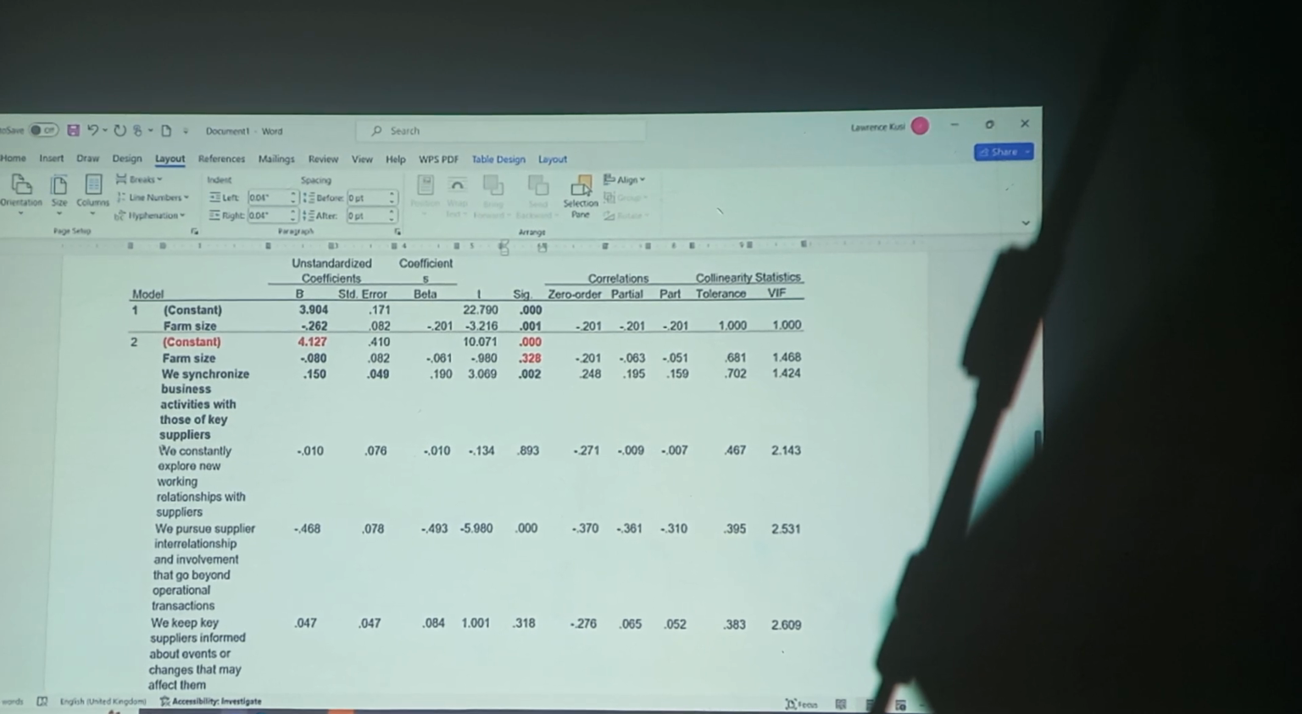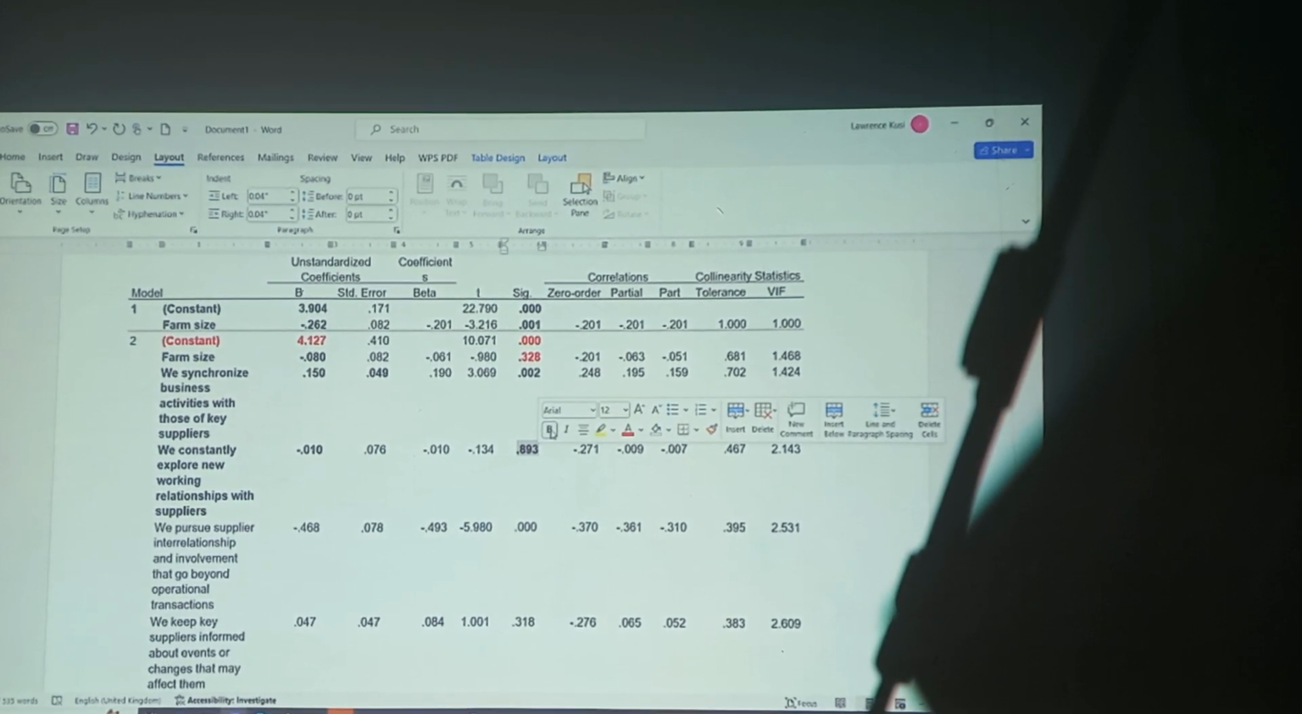Let's look at the second one. We constantly explore new working relationship with suppliers. Look at its contribution. Negative 0.010. It's not significant, right? So what does it mean? It reduces profit, but that is not significant. It means that we got the result by what? Chance. Okay. So will you go on constantly exploring new relationship with suppliers? If you want to increase your profit, will you do that? It reduces profit and it's also not significant. So it is a waste of resource. Tell management to stop doing that.